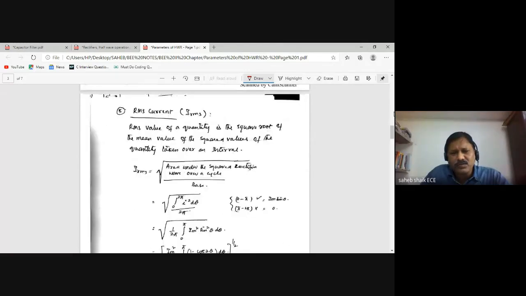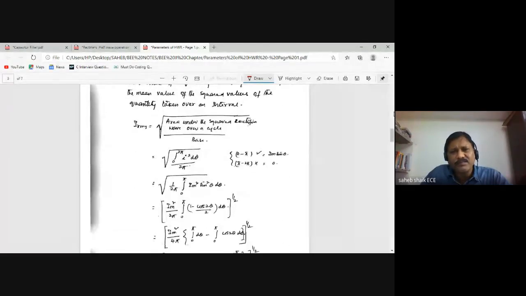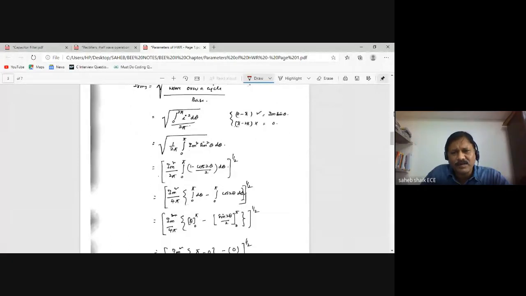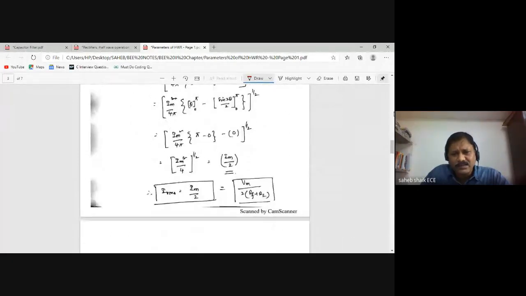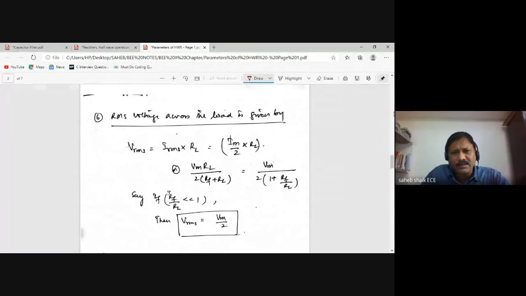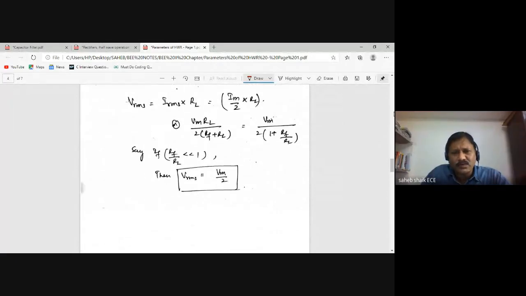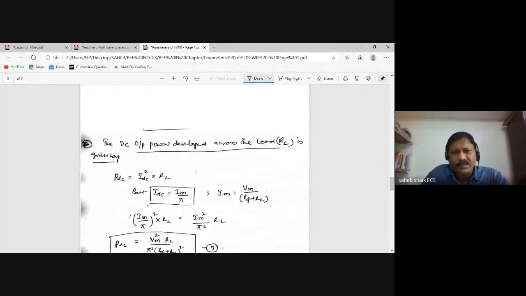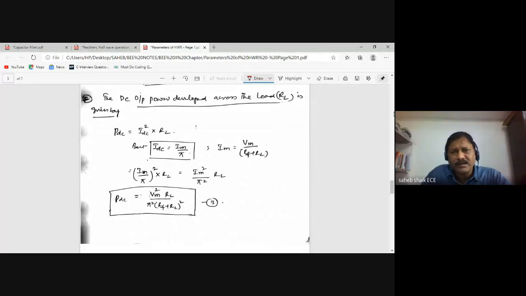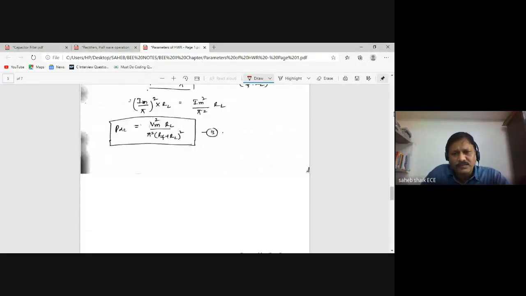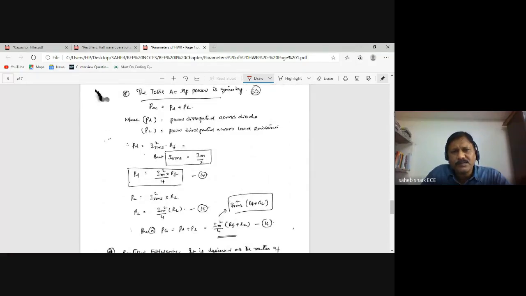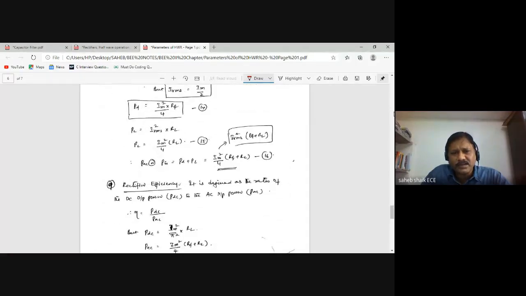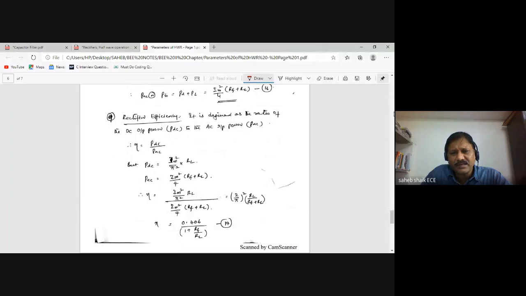But you go through all these expressions before the next class. Before coming for the next class, these things you might have already done. RMS voltage, DC output power developed across the load. This is the regulation. Rectifier efficiency you are seeing. So what is the efficiency in the half wave rectifier?